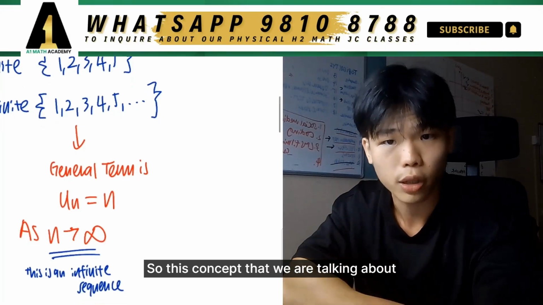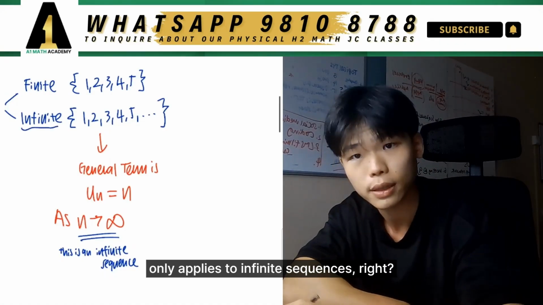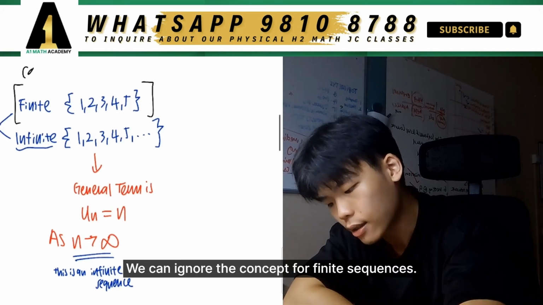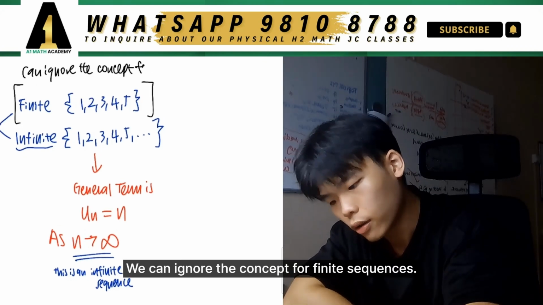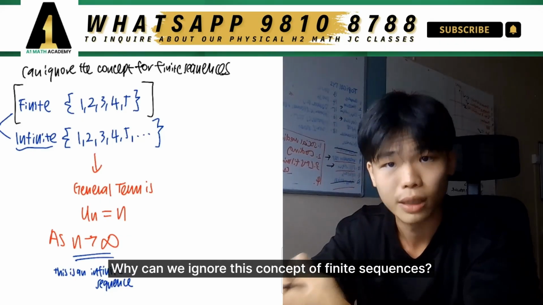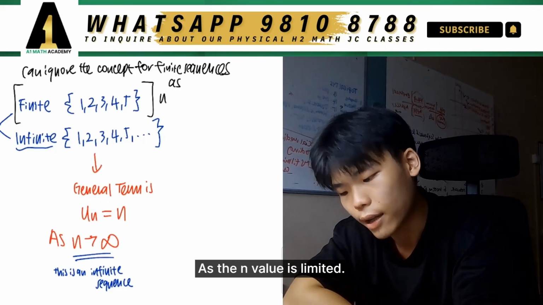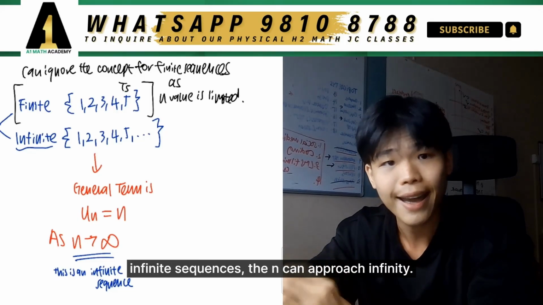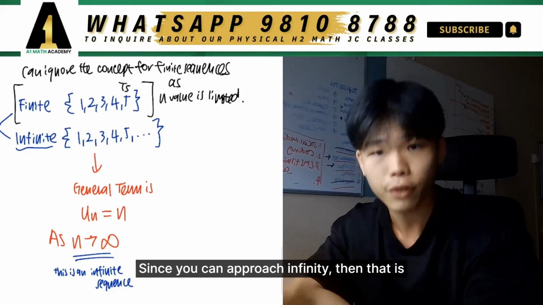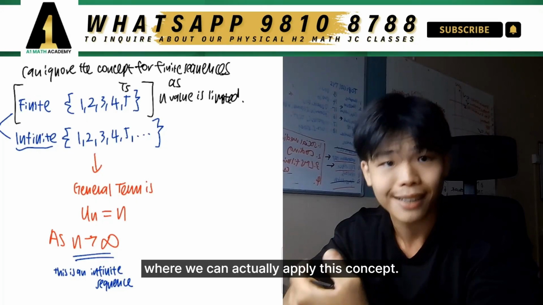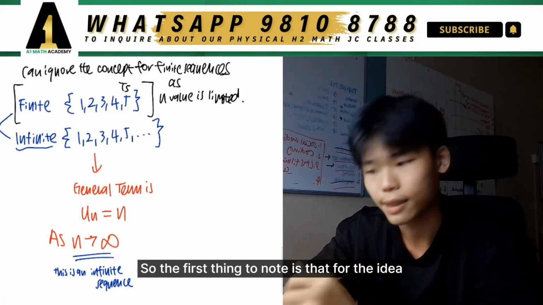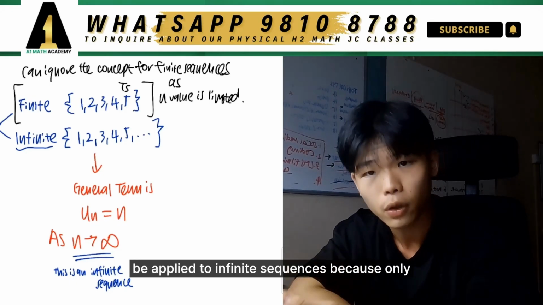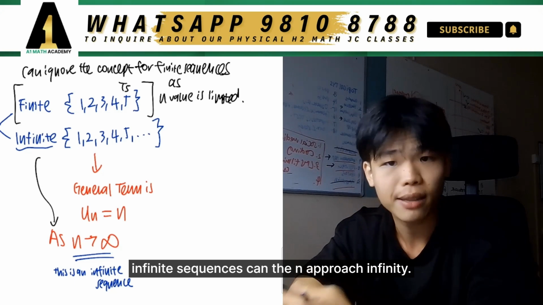This concept only applies to infinite sequences. It does not apply to finite sequences at all, so for finite sequences, we can ignore the concept. Why can we ignore it? As the n value is limited. Over here, it stops at t5. But for infinite sequences, n can approach infinity, and since it can approach infinity, that is where we can apply this concept. So the first thing to note is that the idea of convergence and divergence can only be applied to infinite sequences, because only in infinite sequences can n approach infinity.